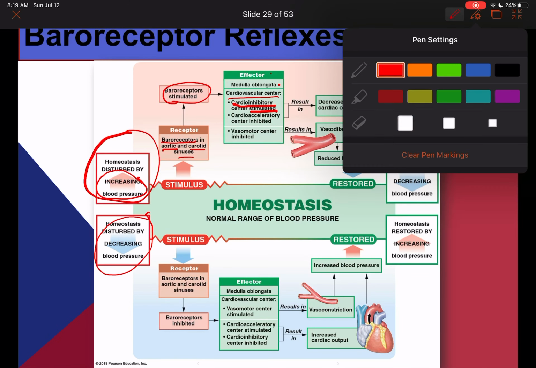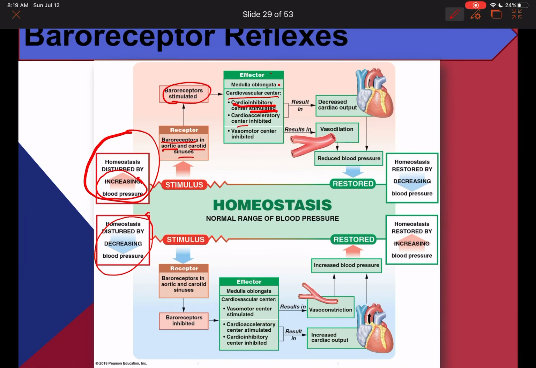Okay, and then your cardioacceleratory center is inhibited because you're having a lot of high blood pressure, okay, and the blood pressure is too high, so you're not going to accelerate your heart anymore. And then the vasomotor center will be inhibited. This vasomotor center inhibition will result in vasodilation. These two will slow down your heart, which means it will decrease your cardiac output. Both of these things will bring your blood pressure back down to homeostasis level.